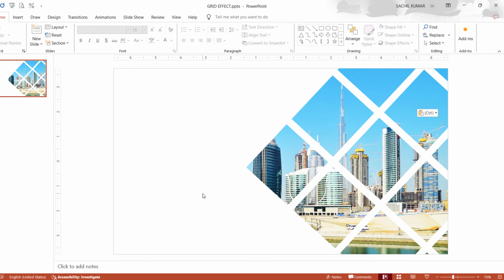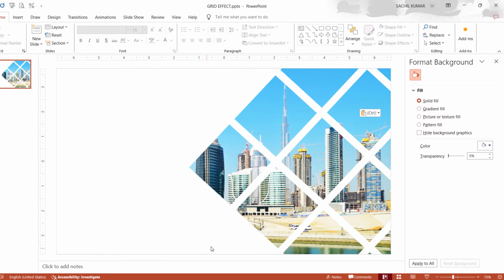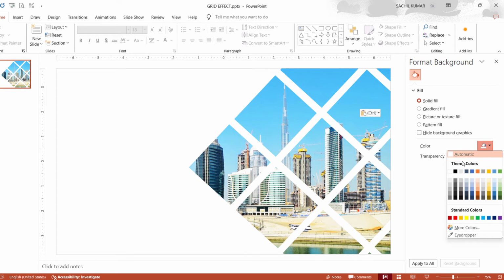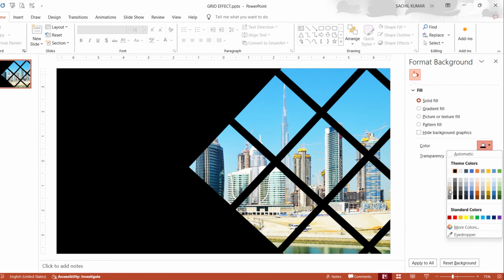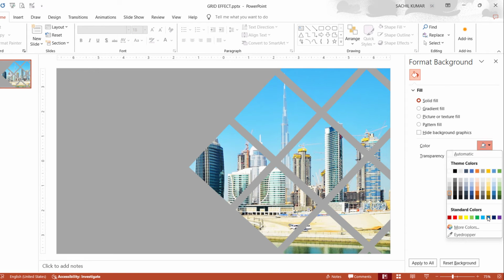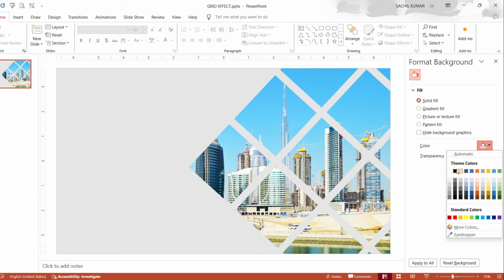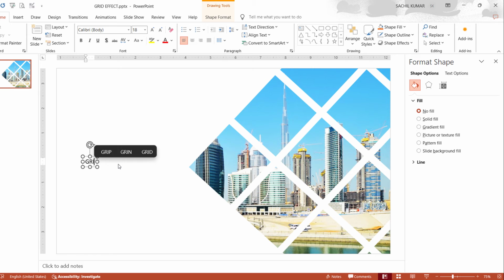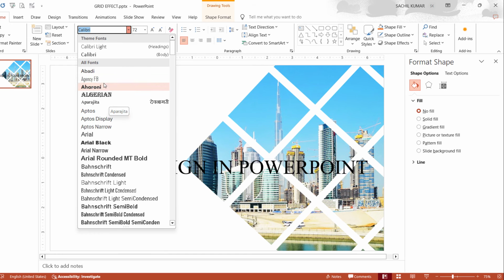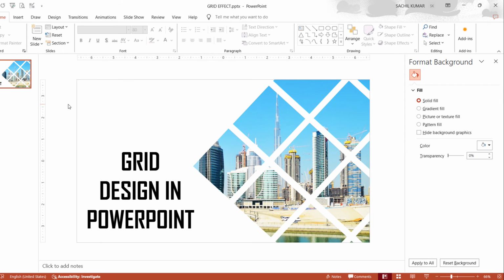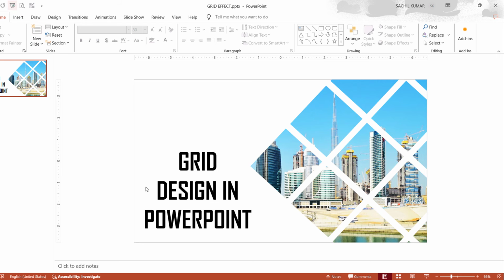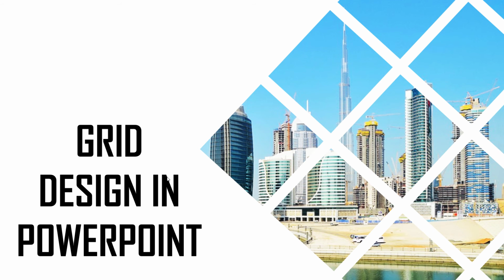So here we have the nice looking design. Now let's apply some effects to this slide. Let me change the background color to black or gray or bluish or light gray. Here I again change the background color to white. Now let me add some text and change its font size and type. Now when I go to the slideshow, this is how the design looks.